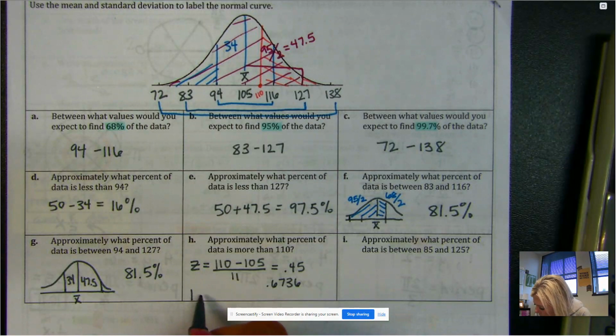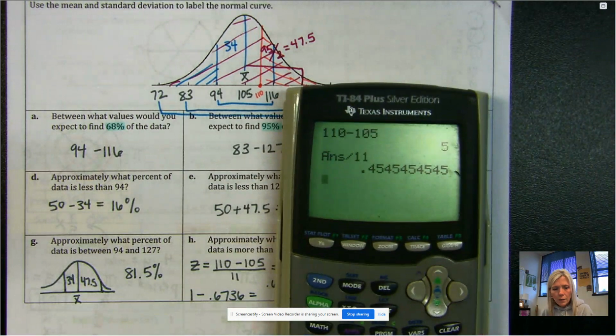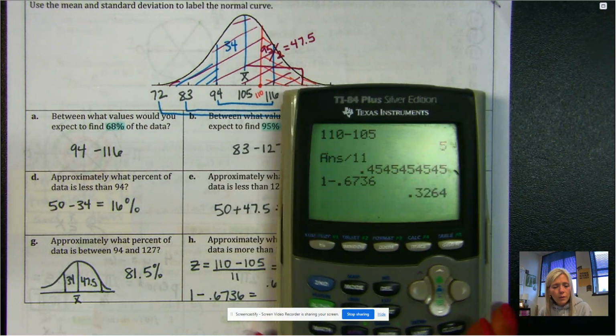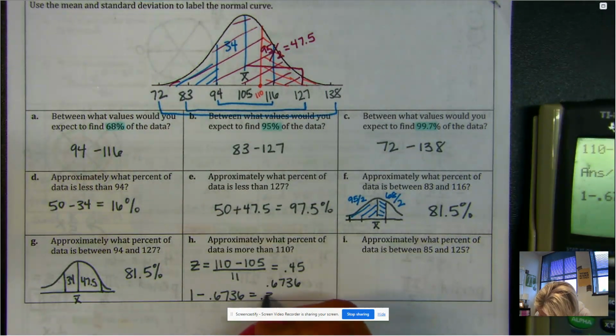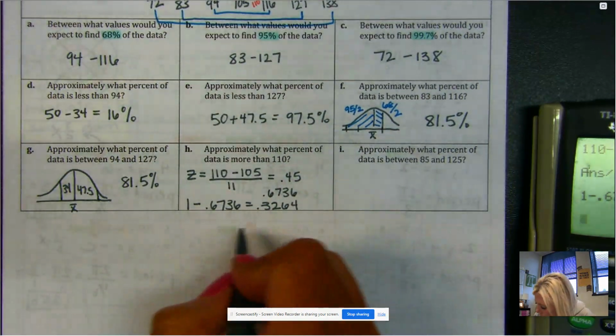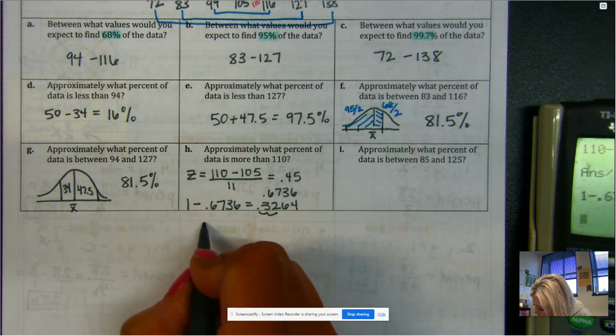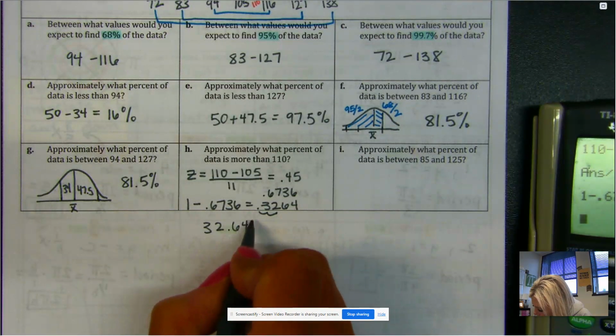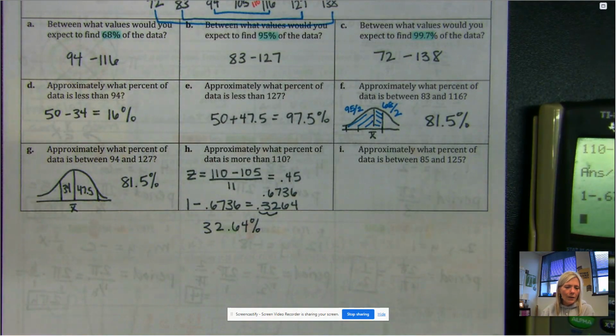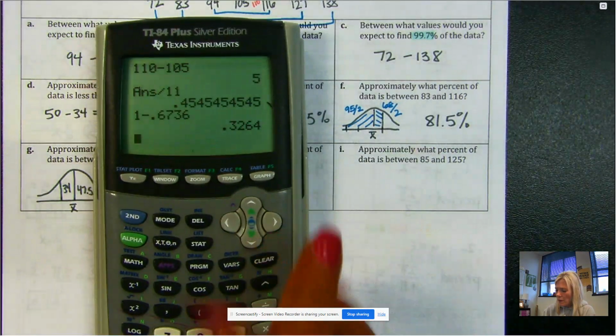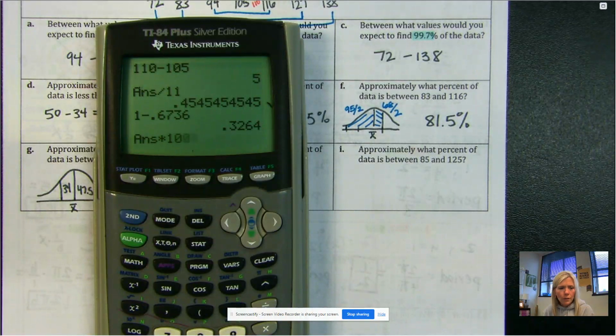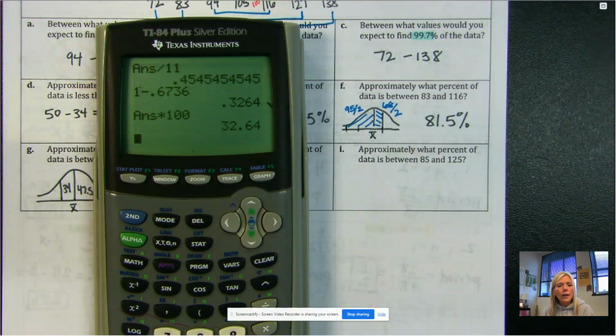So 1 minus 0.6736 is 0.3264. But again, it's asking for a percent, so that's 2 decimal places: 32.64%. And if you don't remember how to change from decimal to percent, if you have something in a decimal, you just multiply it by 100, since percents are out of 100, and then it moves the decimal for you. So 32.64%.